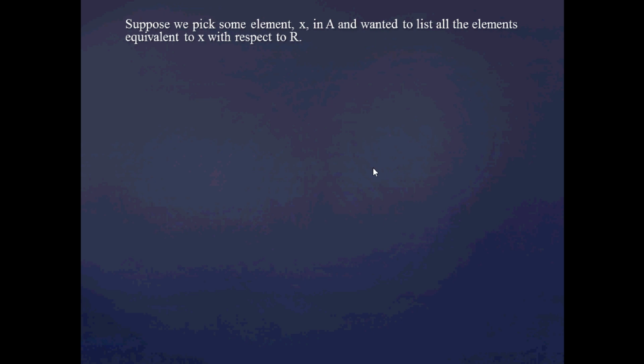Now let's think for a second in a more general sense. Suppose I pick some element x from A, and I want to list all the elements that are said to be equivalent to x with respect to some equivalence relation R. So now I'm going to introduce this notion of the equivalence class of x modulo R, which I'm going to denote by this symbol. I'm going to read this as the equivalence class of x mod R. And that's going to be all the members t such that x is related to t. So this is the symbolic form of just what I was saying up here. I'm going to list out all the elements t that are said to be equivalent to x.